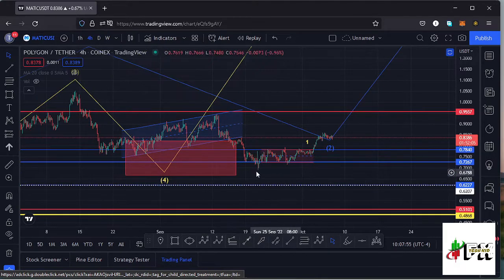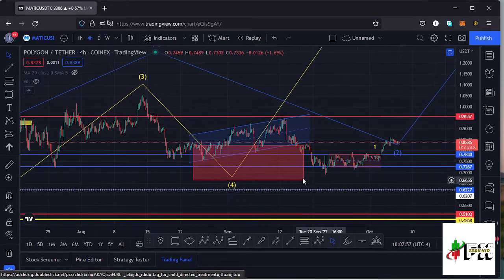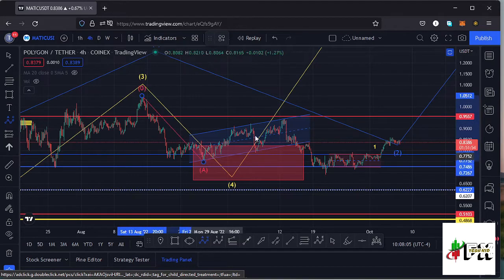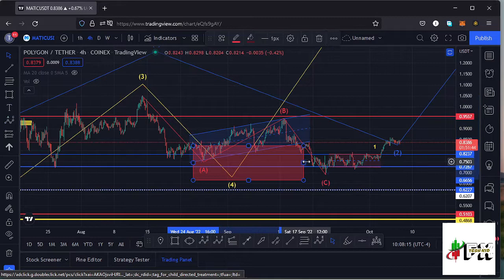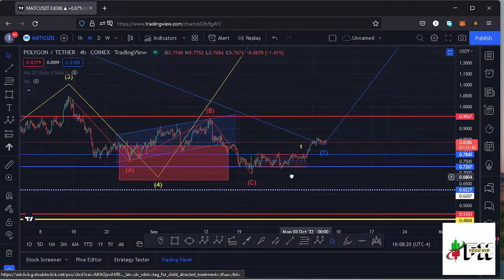And because a wave 4 is a corrective wave, we also expected to see a corrective movement within this formation of a wave 4 down here, and I believe that also played out, having this as the wave A, then a wave B making a high at around the $0.94 mark, then continued pushing low in the formation of a wave C, which made a low at around the $0.69 mark. And after making that low, we are seeing a very nice bounce to the upper side over here.